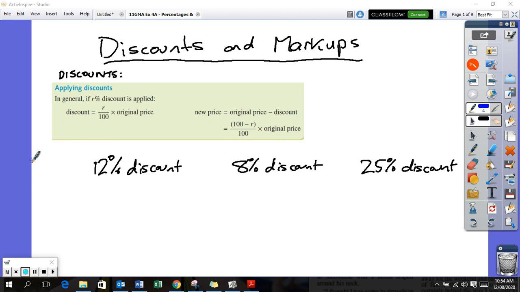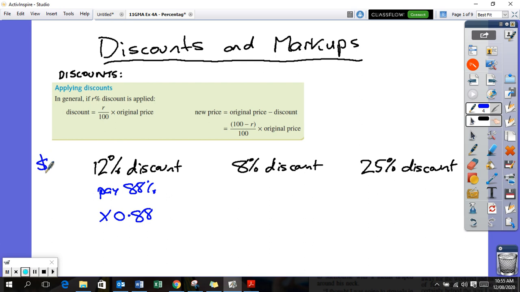The first bit we're looking at is discounts and markups, and we're going to look at discounts. A discount is when you're taking something off a price. Like when you go to Target and you're 15% off everything, that is a discount. So if we've got a 12% discount, then that means we're paying 88%. So a 12% discount is times 0.88, because that's what you're paying.